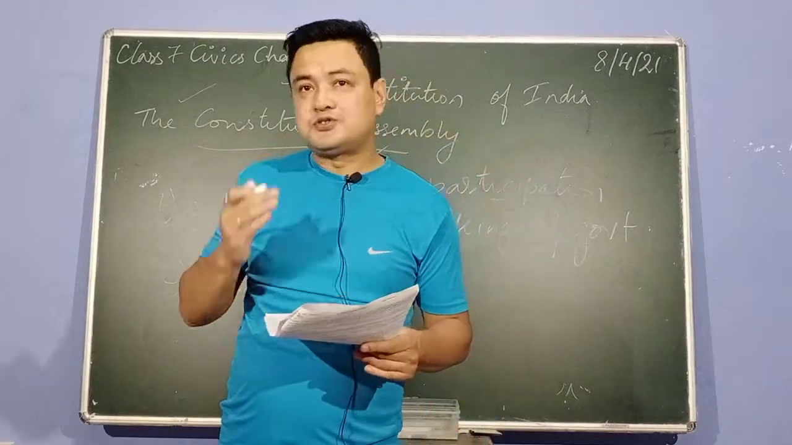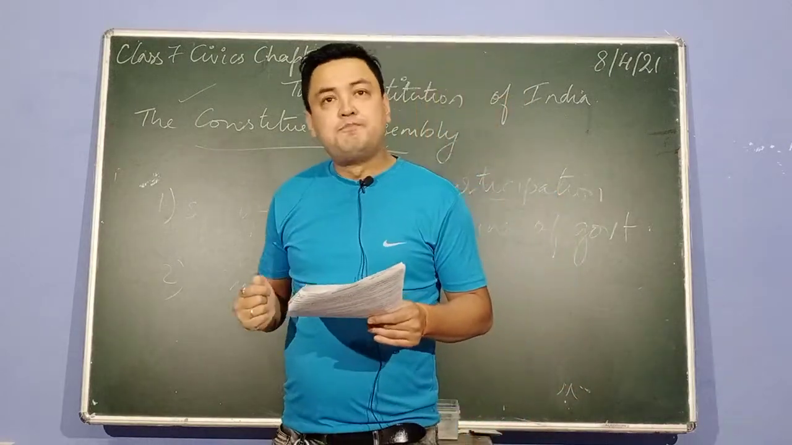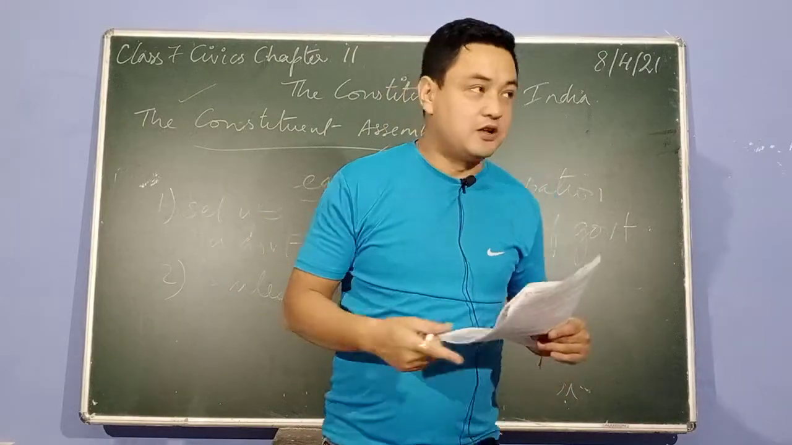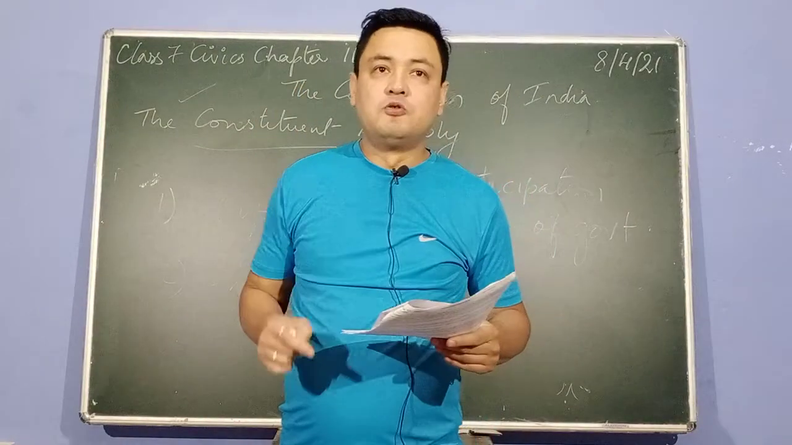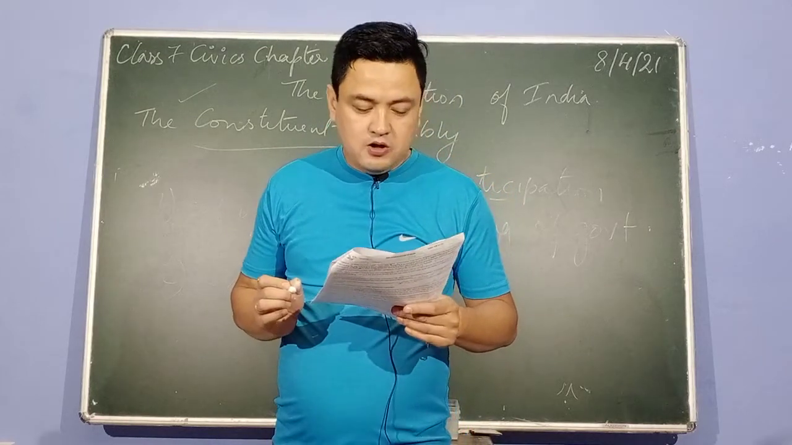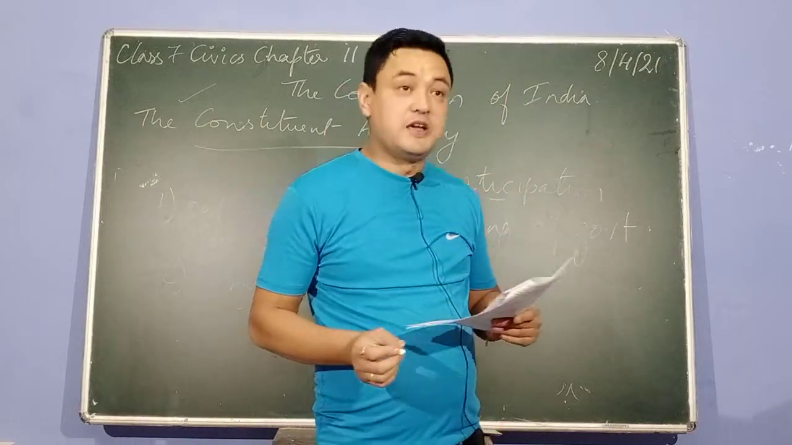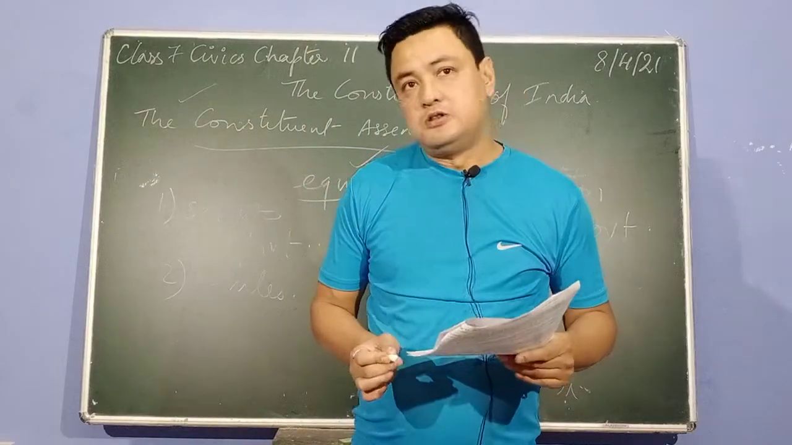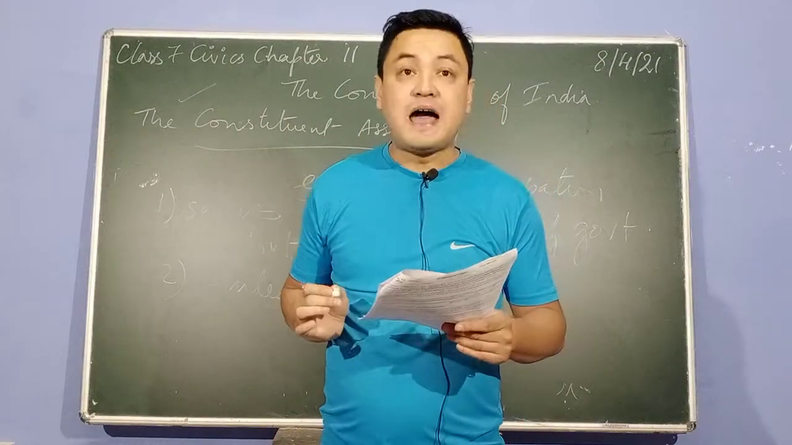And this framing of our constitution was not done by one person, but by a group of many people. Around 308 people basically wrote this constitution of India. And these members, who were members of the Constituent Assembly, made this Constitution of India in 1946, according to the proposal of the cabinet mission sent by the British Prime Minister.